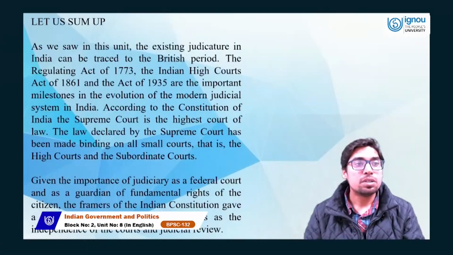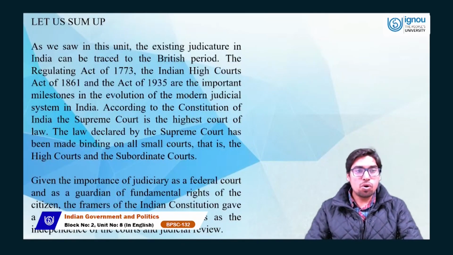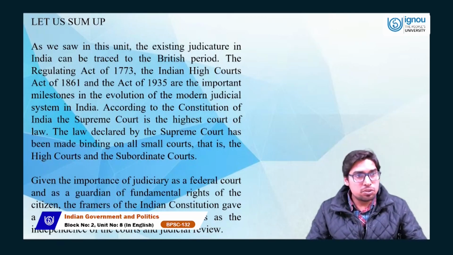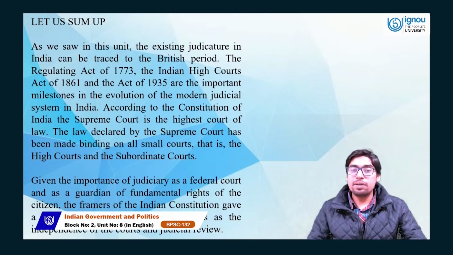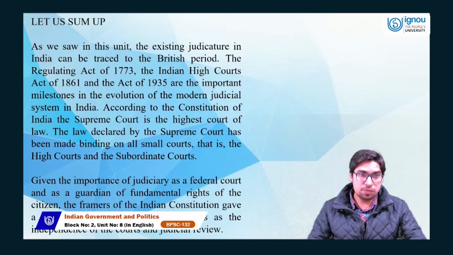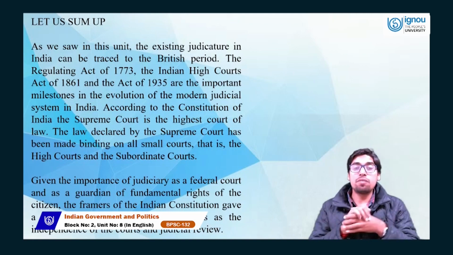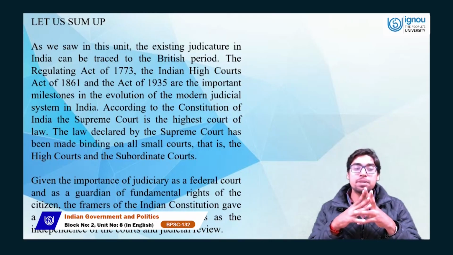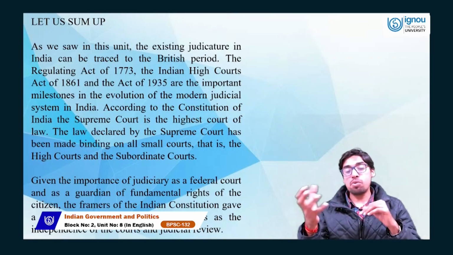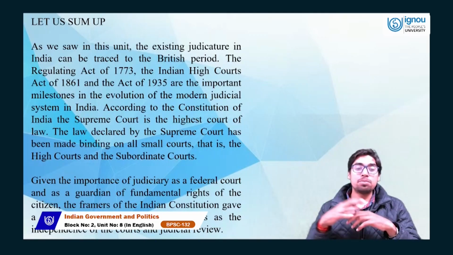Now, let's sum up. As we saw in this unit, the existing judicial system in India can be traced to the British period. The Regulating Act of 1773, the Indian High Courts Act of 1861, and the Act of 1935 are important milestones in the evolution of the modern judicial system in India. According to the Constitution of India, the Supreme Court is the highest court of law. The law declared by the Supreme Court is binding on all courts, that is, the high courts and subordinate courts.